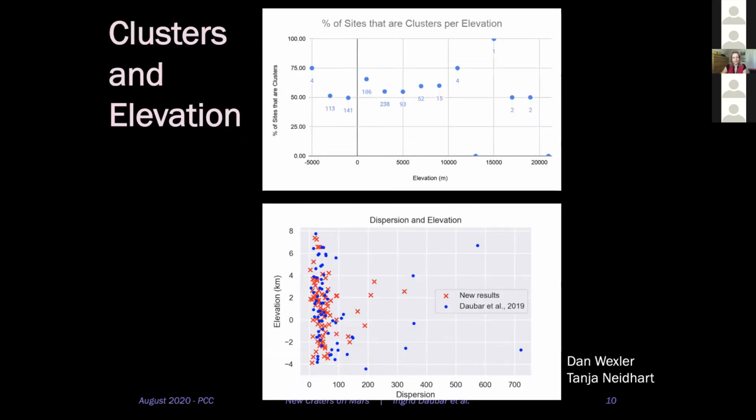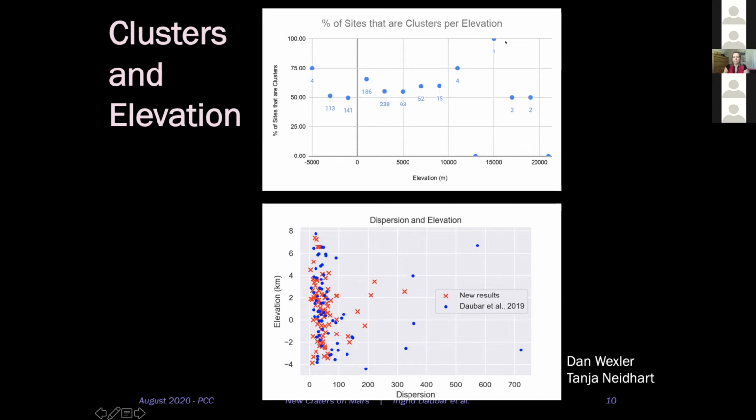Another thing we can look at is how clusters vary with elevation. So I started with kind of a naive hypothesis that maybe there would be more clusters at lower elevations because there's a longer atmospheric path length, there's more time for things to break up. When we actually looked at the percentage of sites that are clusters as a function of elevation, we didn't really see that. It's a much more complicated situation.